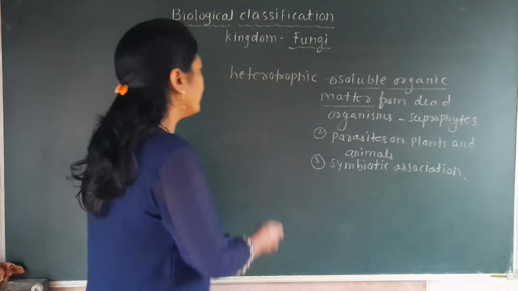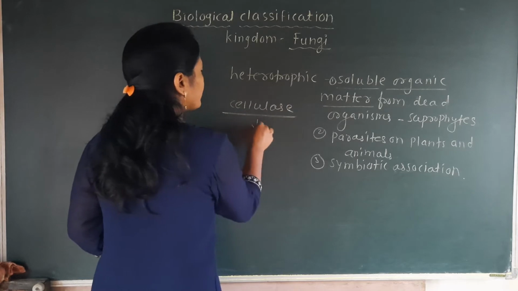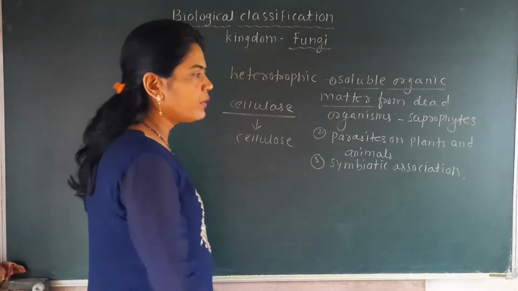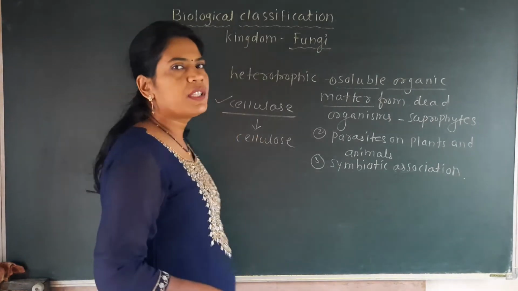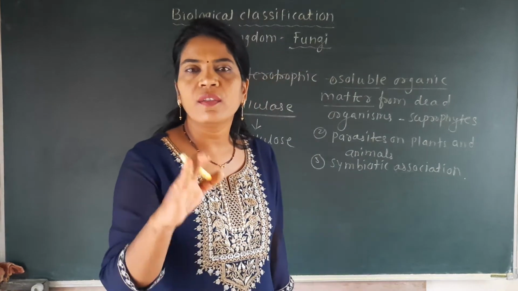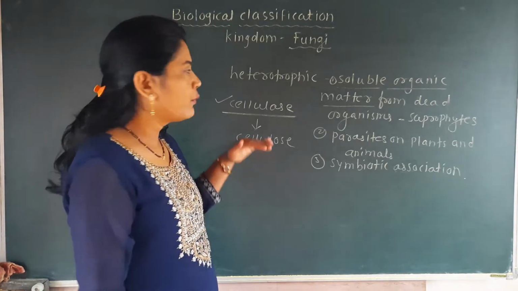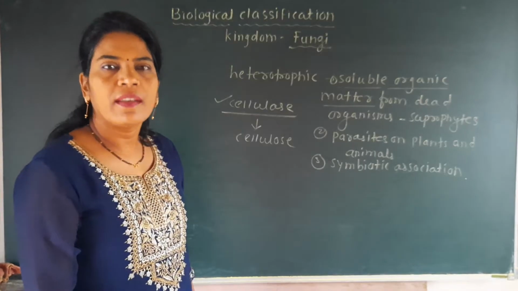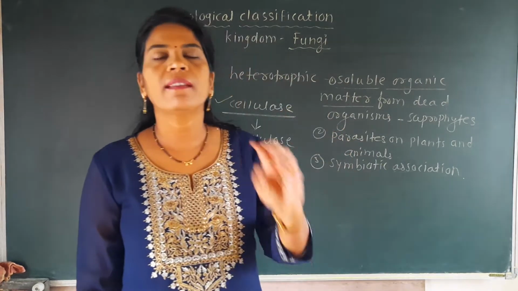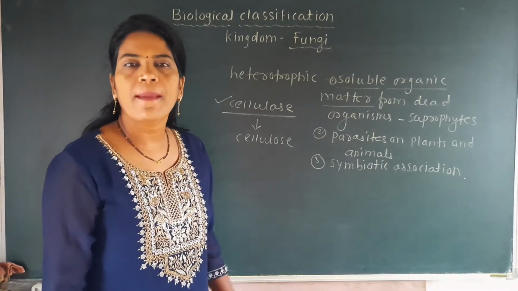For example, cellulase is an enzyme which digests the substrate cellulose. This cellulase enzyme, which is responsible for digestion of cellulose, is not present in all mammals, even including us. That's why we cannot eat plant material directly, because cellulose is there and it is not digested by the cellulase enzyme, because it is absent in all mammals.